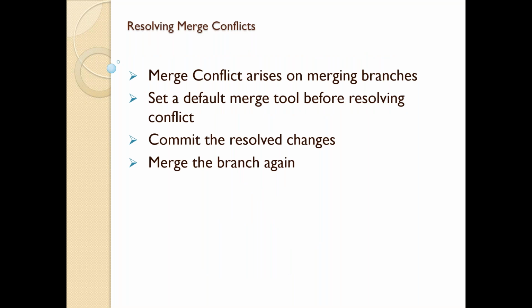Merge conflicts arise on merging branches. You set a default merge tool before resolving the conflict. So you have GitHub or something before merging. You set up some third-party tool with your Git, so you can do that. Commit the resolved changes and merge the branch again.